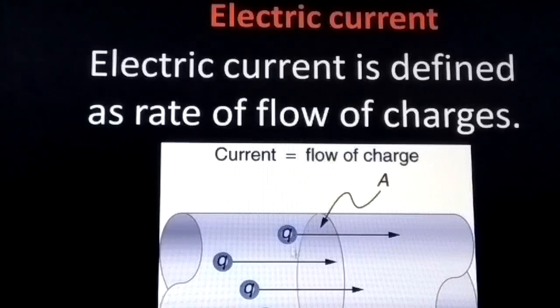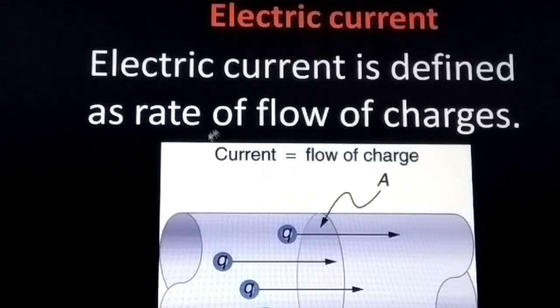So in a conductor, given in the figure, you might have observed these Q symbols. So Q shows the charges. So the charges are moving. That means the movement of charges. The movement of charges is an electric current. Okay, students.